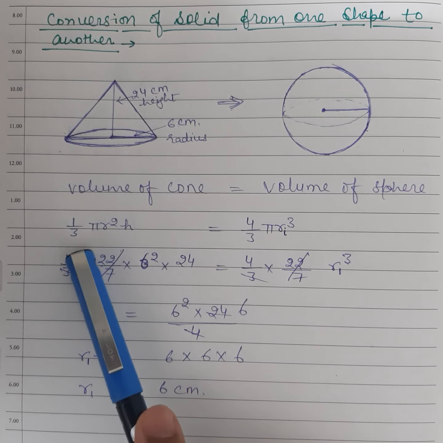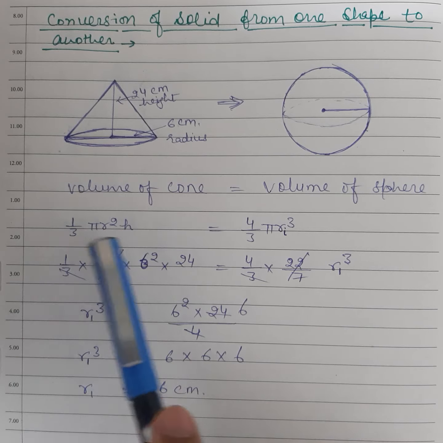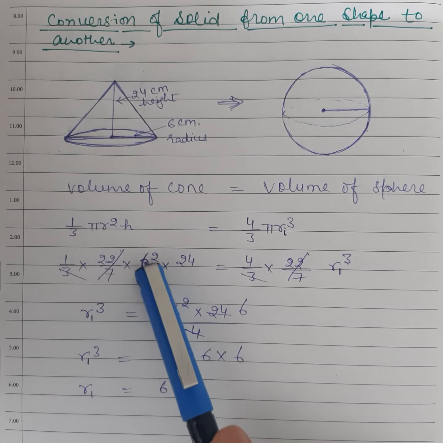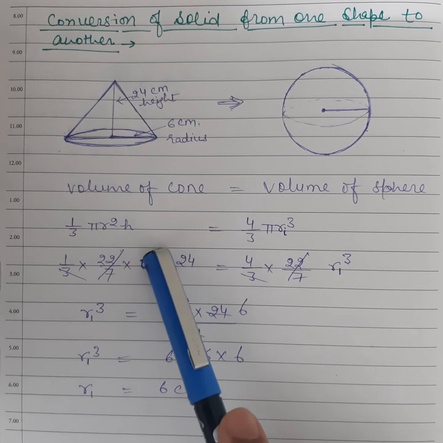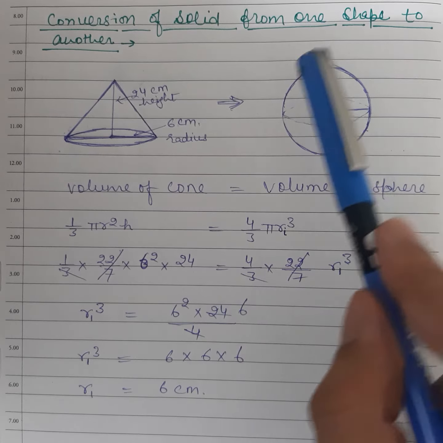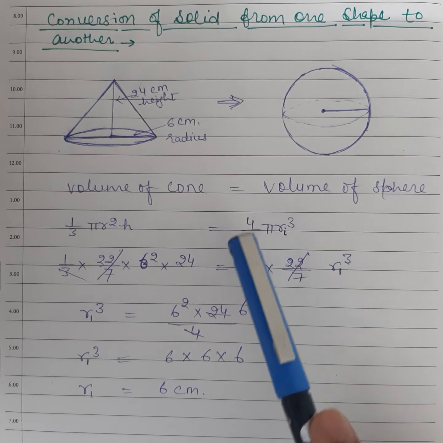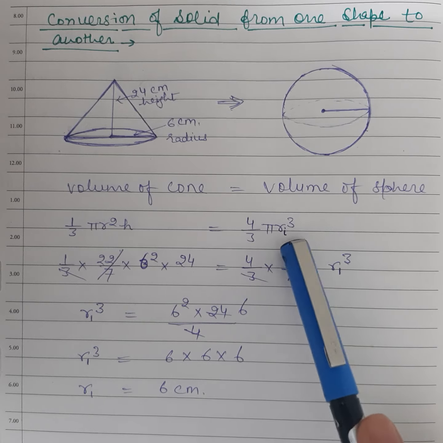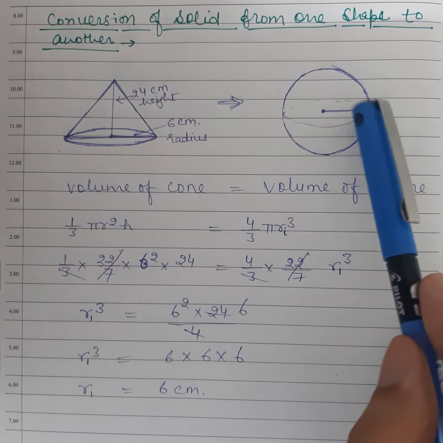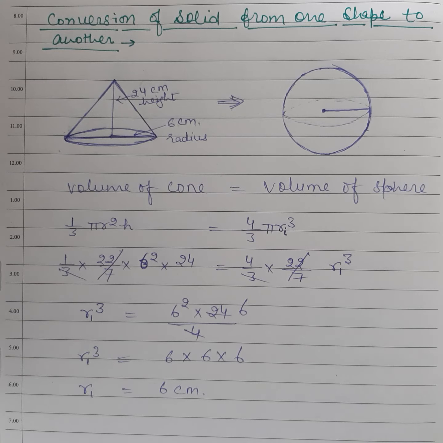It's 1 by 3 pi r square h. So if we put the numbers and variables here, which is 1 by 3, 22 by 7, multiply by 6 is the radius, 6 square, and then height is 24, which is h, 24. And we also know how to calculate the volume of a sphere, which is 4 by 3 pi r1 raised to the power 3. So we have put r1 because here the radius of the sphere could be different from that of the cone.